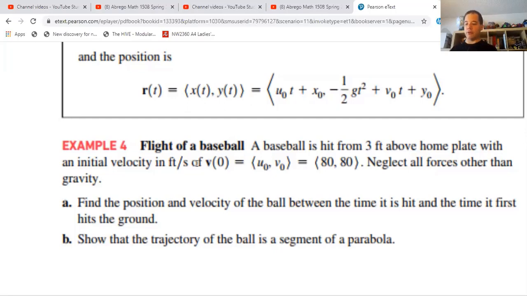So we'll take a look at that later on. Okay, and the initial position is 3 feet above home plate. All right, so let me make a little diagram right here.